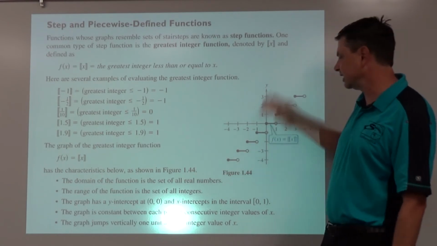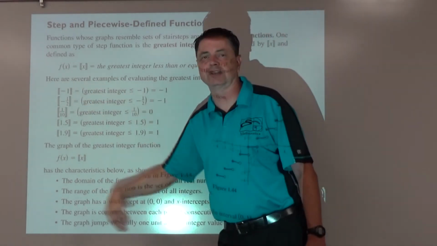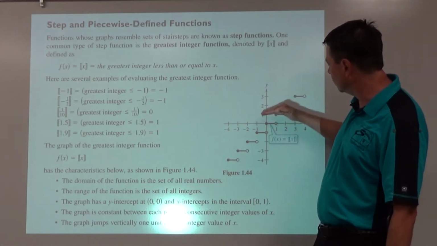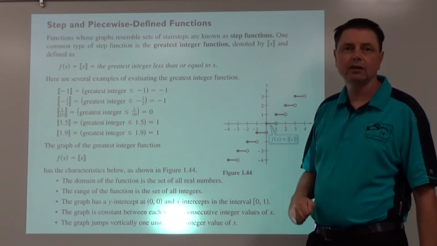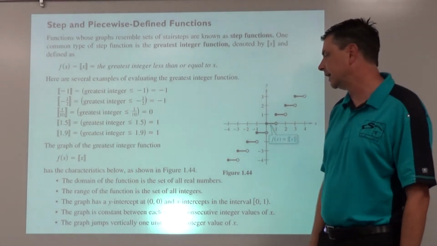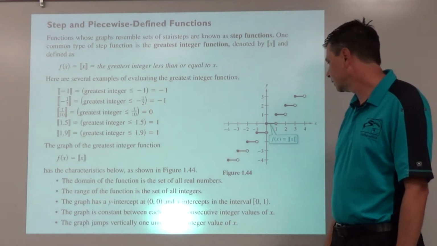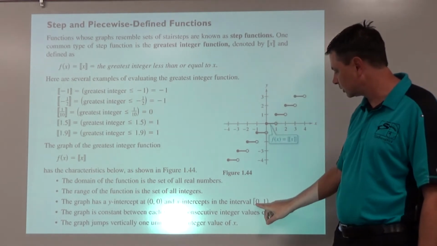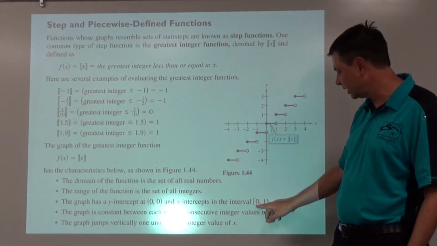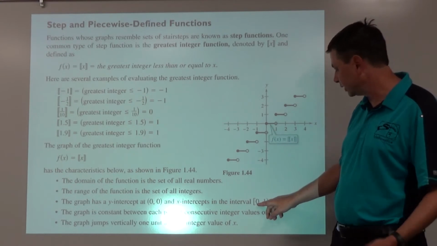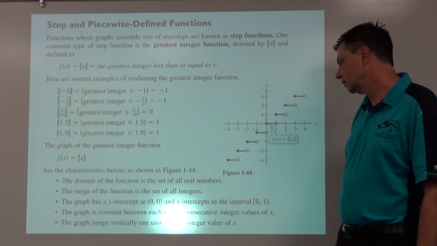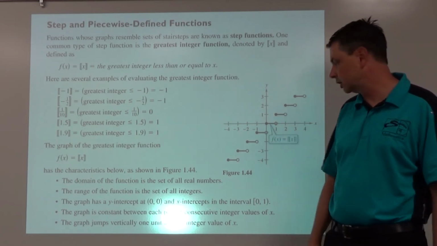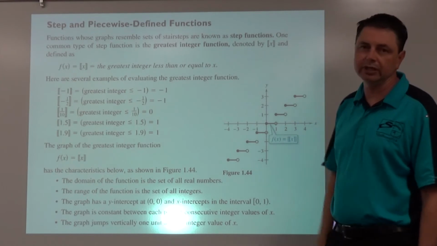The domain is still the set of all real numbers. We can take the greatest integer of any real number, but the range is only going to be integers, 0, 1, 2, 3, 4, 5, because we're defining it in terms of an integer. The y-intercept is (0, 0). X-intercepts are all throughout here; there's one at (0, 0), one at (0.5, 0), (0.7, 0), etc. The graph is constant between those pairs of open circle and closed circle, and it jumps 1 unit each time.